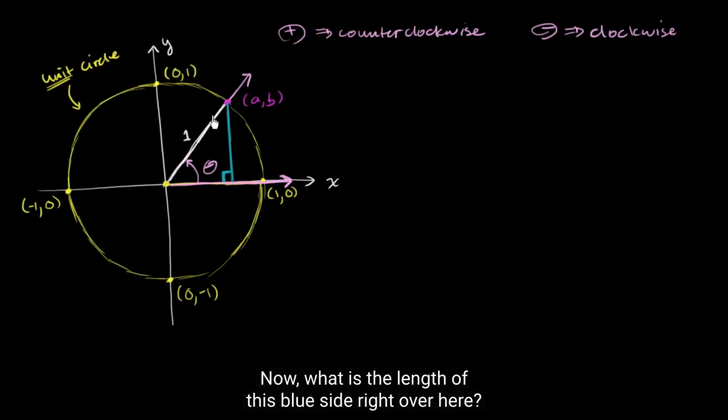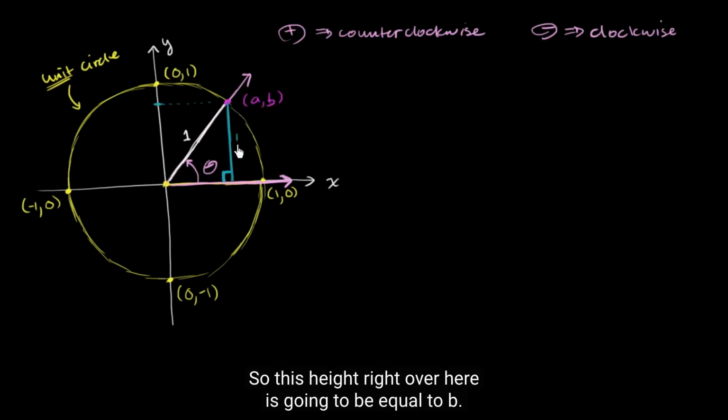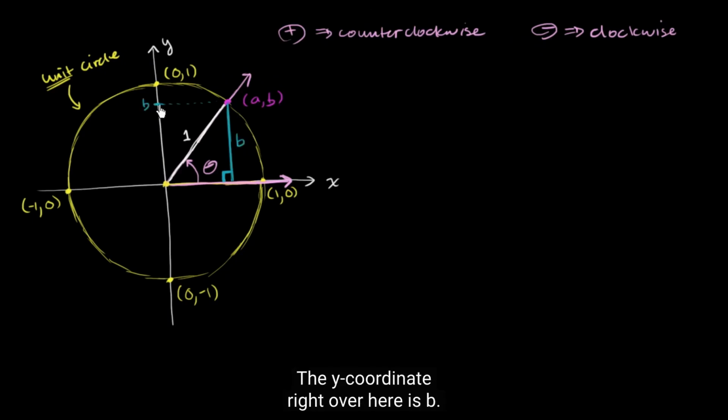Now, what is the length of this blue side right over here? This blue side, you could view this as the opposite side to the angle. Well, this height is the exact same thing as the y coordinate of this point of intersection. So this height right over here is going to be equal to b. The y coordinate right over here is b. Now, exact same logic. What is the length of this base going to be? The base of the right triangle. Well, this is going to be the x-coordinate of this point of intersection.